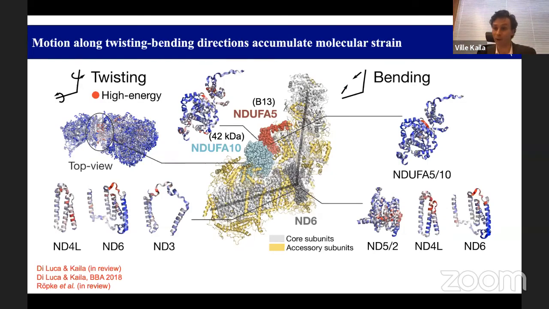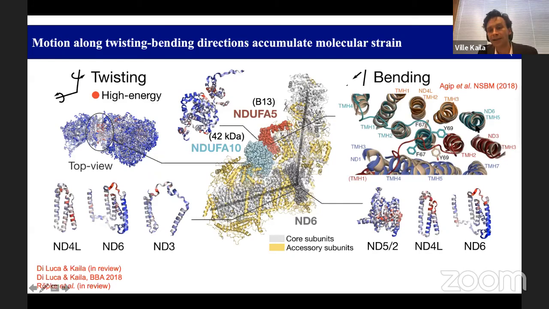And what happens then if you drag the system along this twisting and bending motion? These are large-scale motions, so very rare events, and you need to apply special techniques for this, of course. You see that you have a strain effect accumulating at very specific locations of the subunits. And at some of these locations, there have been quite recently observed conformational changes in certain side chain positions. And we think that these are also very important.